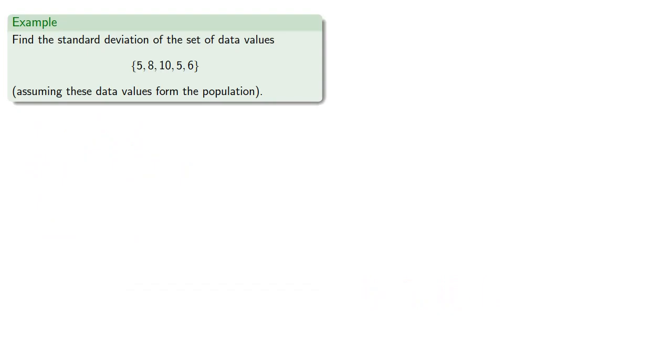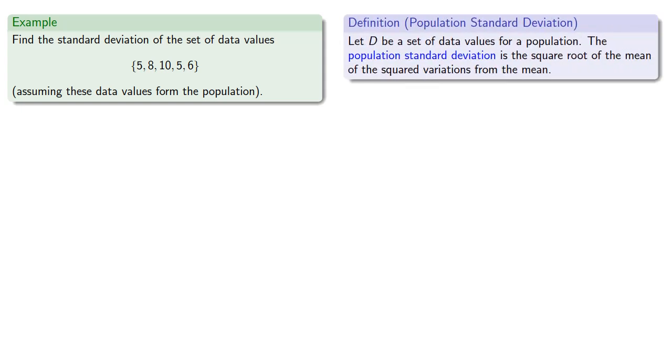So, for example, let's find the standard deviation of the set of data values 5, 8, 10, 5, and 6, and assume that these data values form the population. That's an important distinction that we'll talk about more later. So definitions are the whole of mathematics, all else is commentary, so let's pull in our definition for population standard deviation. So here we want to find the square root of the mean of the squared variations from the mean. So, that suggests we need to start out by finding the mean.